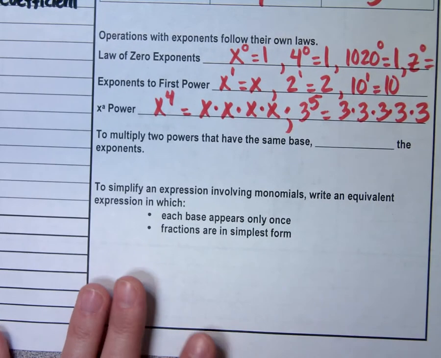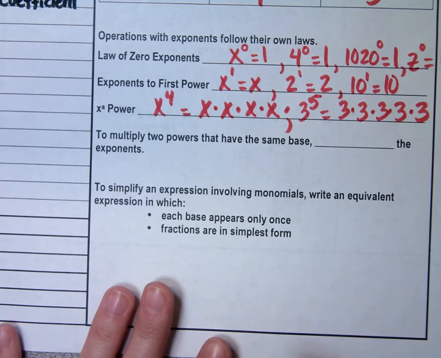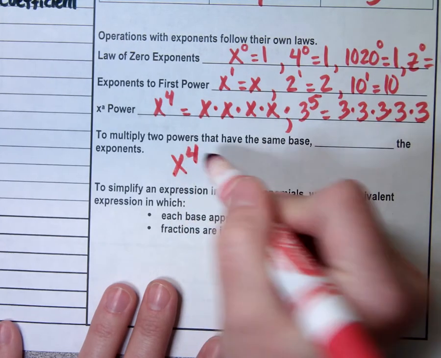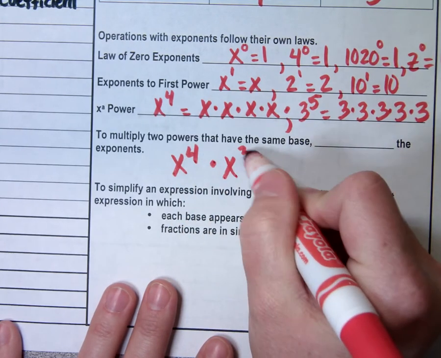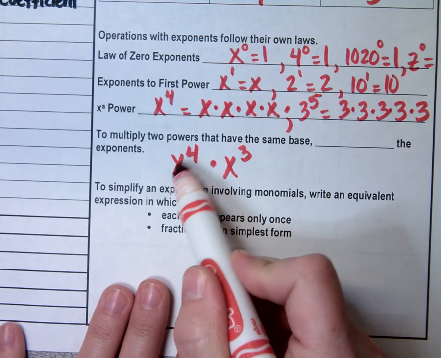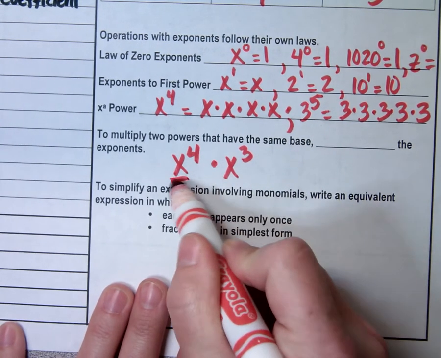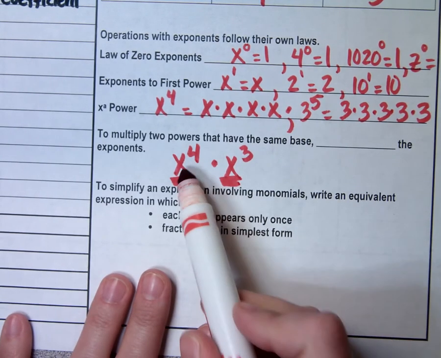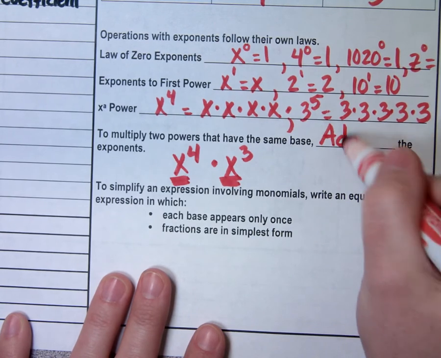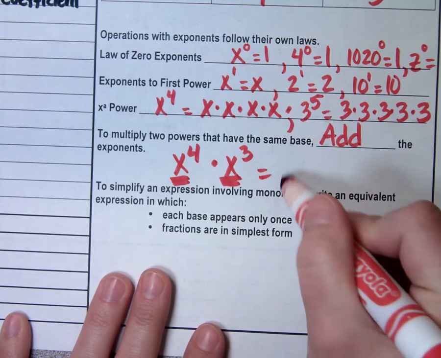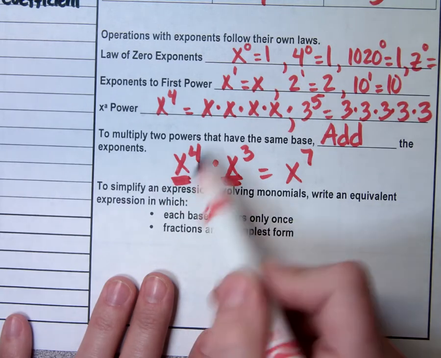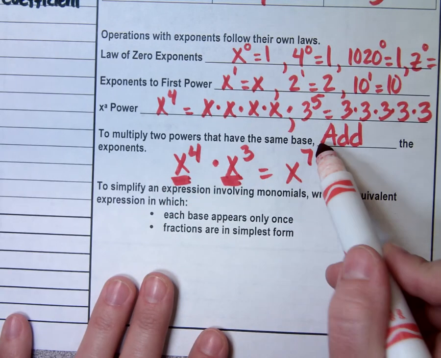Okay, another rule. To multiply two powers that have the same base, so let's talk about what I mean by that. If I have x to the fourth times x to the third, both of these have the same base. Remember the number under the exponent, that's called the base, so they both have a base of x. Whenever you're multiplying two powers together that have the same base, we add the exponents. So this would equal x to the seventh, because I add the 4 and the 3. Basically, because I have 4 x's here and 3 x's here, that's 7 total x's.